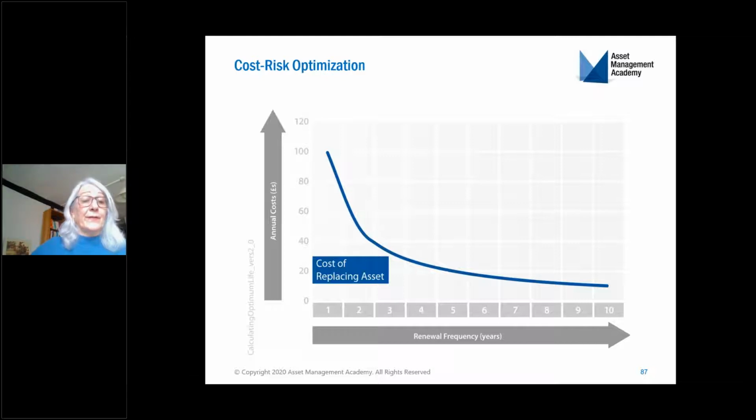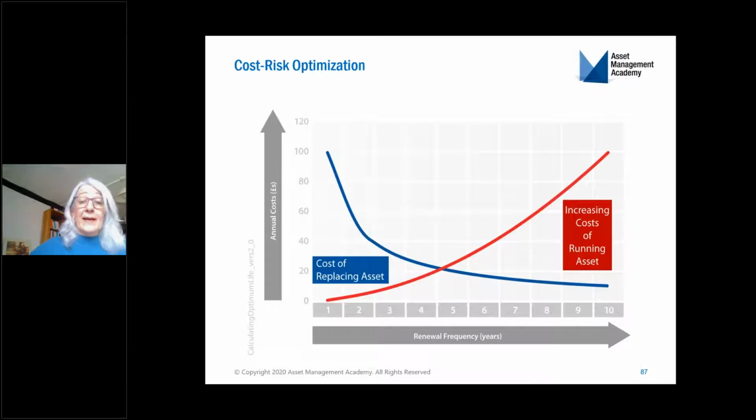And the other set of costs get worse the longer we keep them. That is, the longer we keep the asset, the more it costs to run it. And that's because as it starts to wear out, it starts to fail, the costs of reactive maintenance go up, we might have to do more planned maintenance, and of course we've got the knock-on impact on our customers. So this is an example of something called a cost-risk optimization, where it's not cost versus risk, it's basically putting all the costs and risks together and asking where they are a minimum.